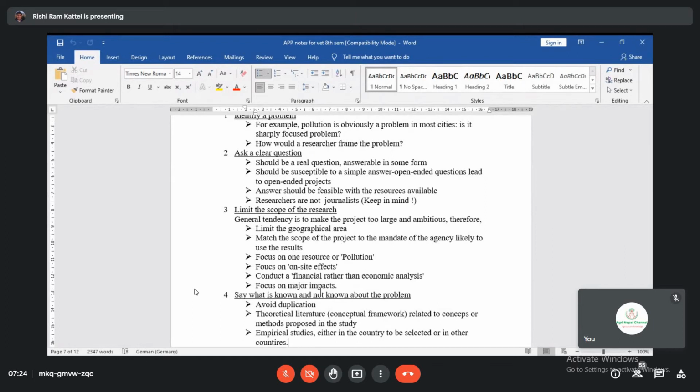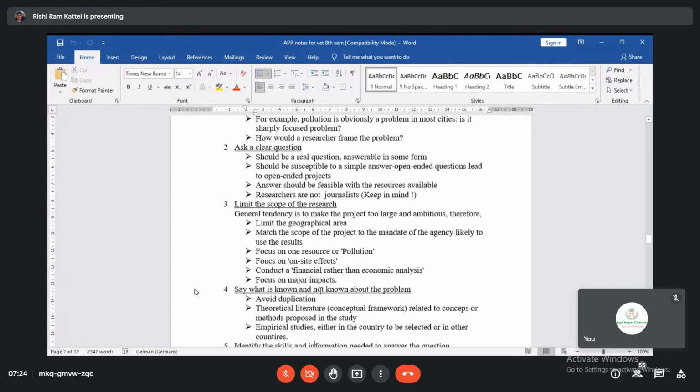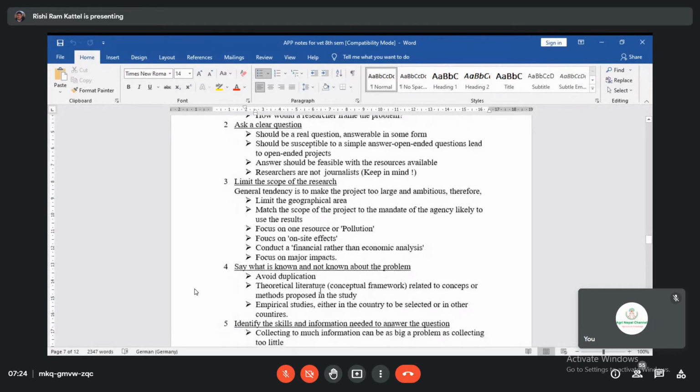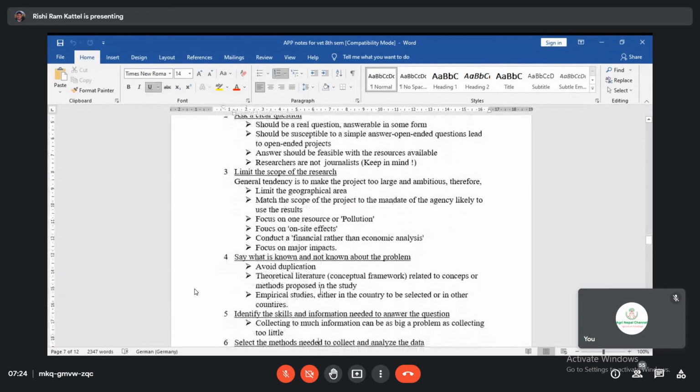match the scope of the project to the mandate of the agency likely to use the result, focus on resource or pollution, focus on side effects, conduct financial analysis rather than economic analysis. You know what the differences are between economic and financial analysis. You are private sector, you are not public, you are not government. That's why you have to focus on financial analysis rather than economic analysis, focus on major impact.